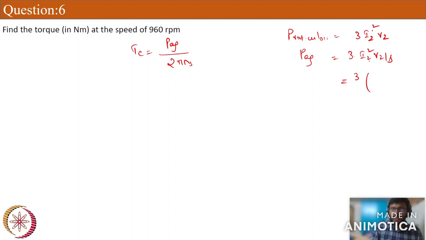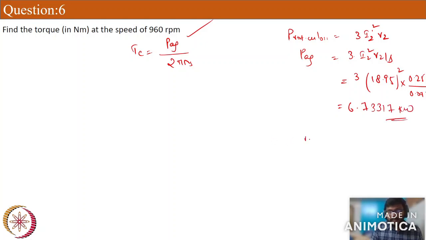3 into what is the rotor current at 960 rpm? We calculated that, 18.95. 18.95 square into R2, that is 0.25, divided by slip. Sorry, it is 0.04. So how much is my air gap power? 18.95 square multiplied by 0.25 divided by slip 0.04. Now I have got 6.73317 kilowatts of air gap power.